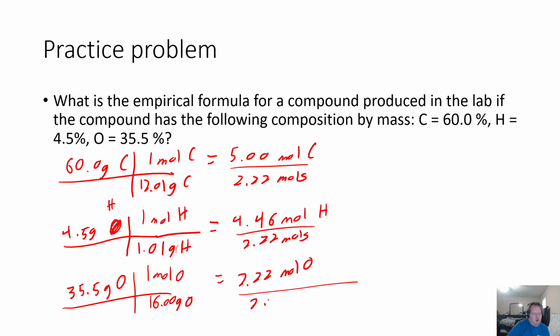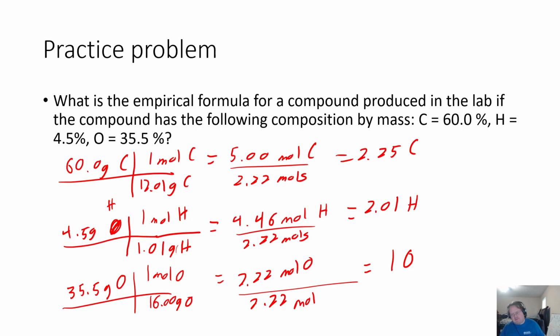And one of your answers is always going to be 1, and sometimes even it could be 2 of them, but always at least 1. So this gives us 1 oxygen. We have 4.46 divided by 2.22. That'll be 2.01 hydrogens. Our carbon is 5 divided by 2.22, and that will be 2.25 carbons.